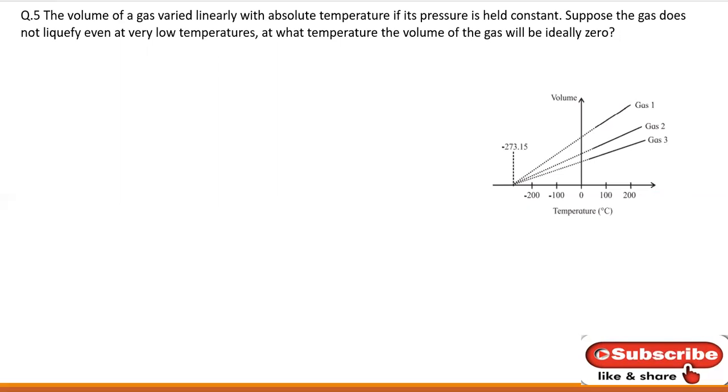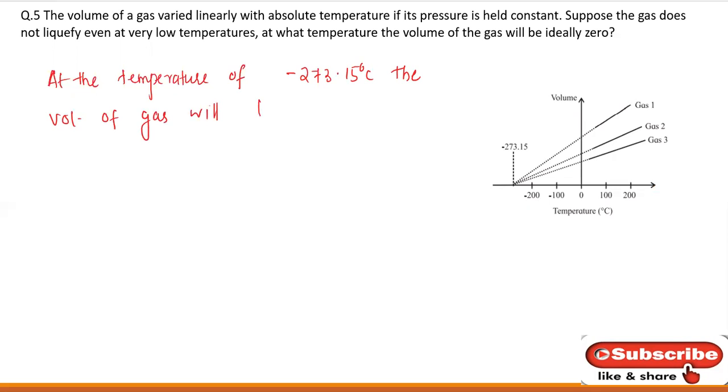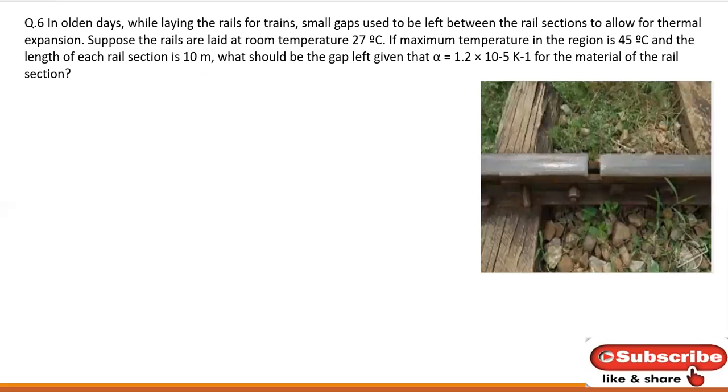The temperature here is minus 273.15. So at the temperature of minus 273.15 degrees Celsius, the volume of gas will be ideally 0. I hope you all understood this question. Let us solve the next one.